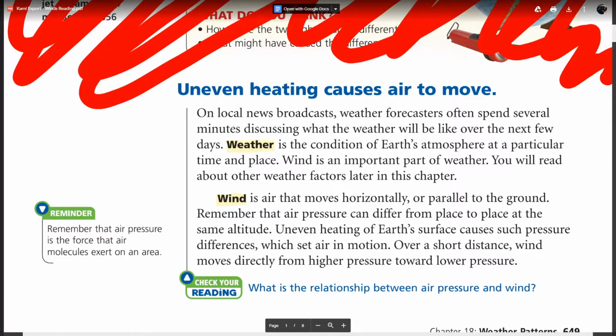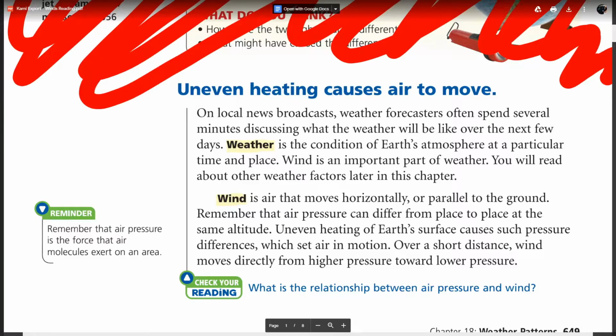Uneven heating causes air to move. On local news broadcasts, weather forecasters often spend several minutes discussing what the weather will be like over the next few days. Weather is the condition of Earth's atmosphere at a particular time and place. Wind is an important part of weather. You will read about other weather factors later in this chapter. Wind is air that moves horizontally or parallel to the ground.